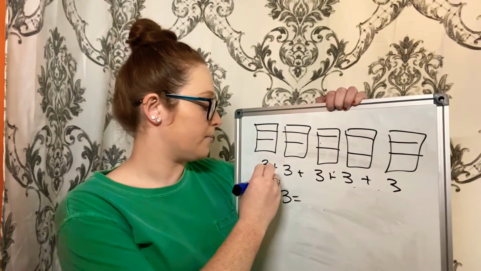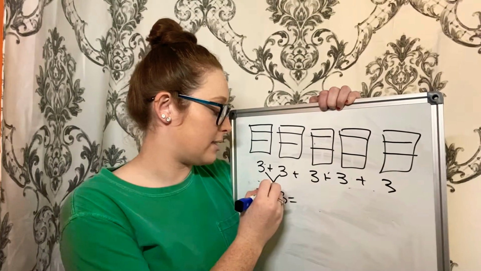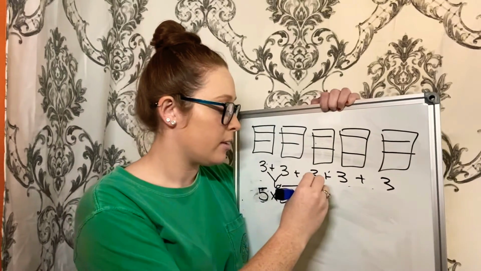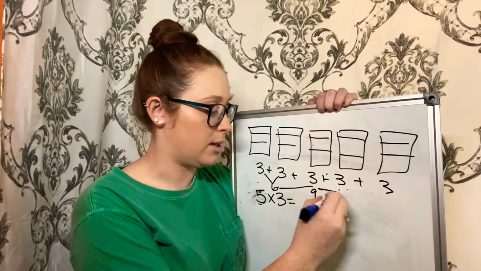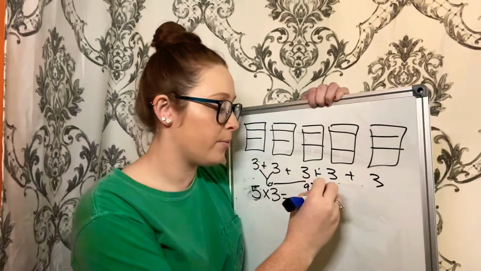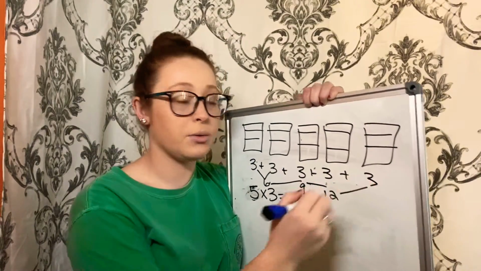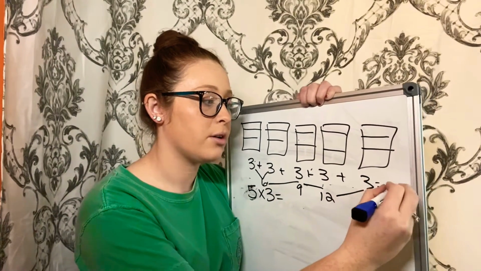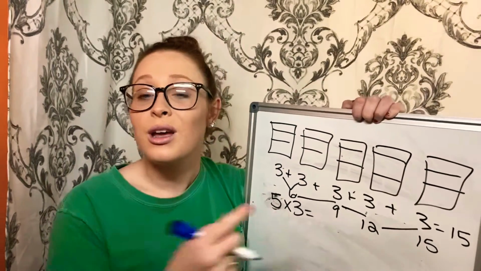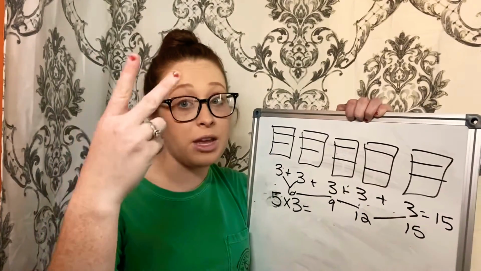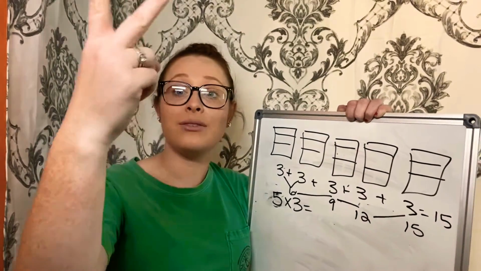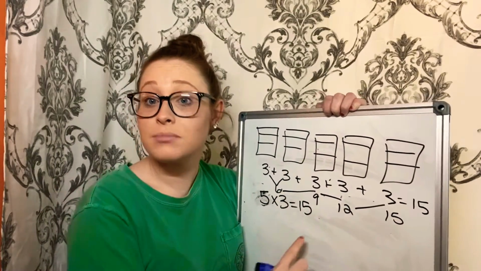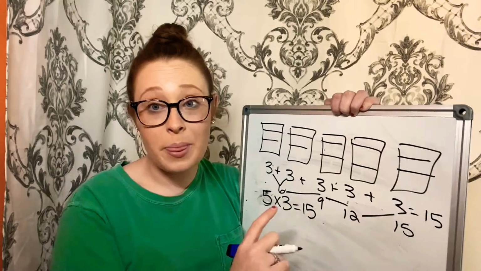So 3 plus 3 is 6. 6 plus 3: 6, 7, 8, 9. 9 plus 3: 9, 10, 11, 12. 12 plus 3: 12, 13, 14, 15. So my answer is 15 right here. Now what I'm going to do is this 5 times 3. So I'm going to count by 5s. I'm going to count by fingers until I get to 3. So 5, 10, 15. Does my answer match? It does. So that's what you're doing on this.